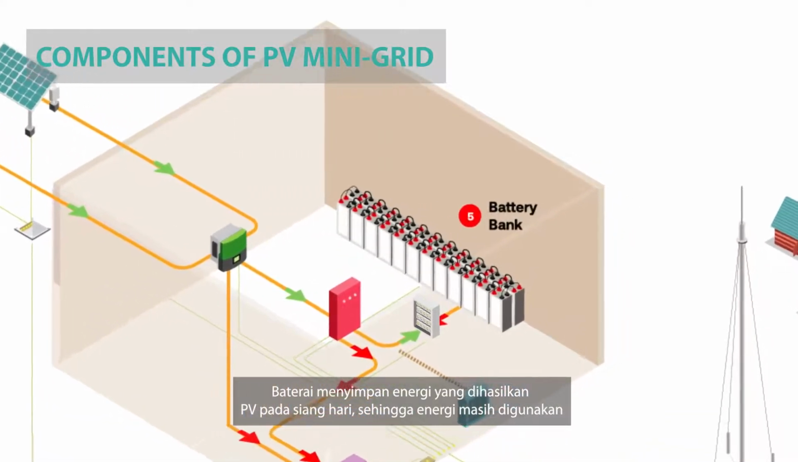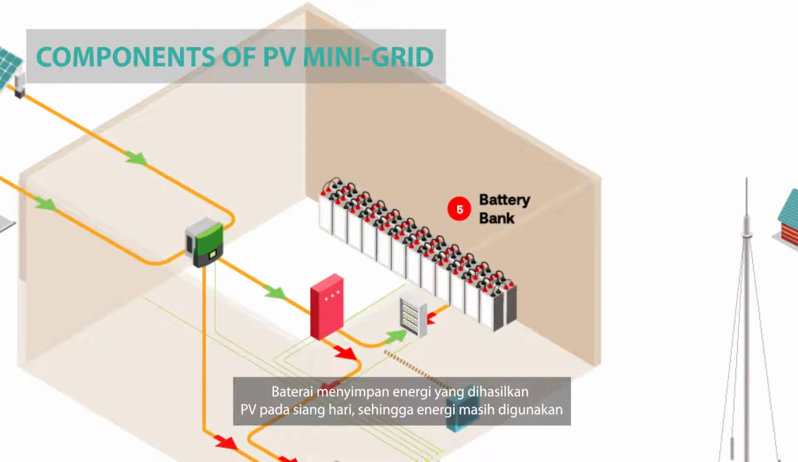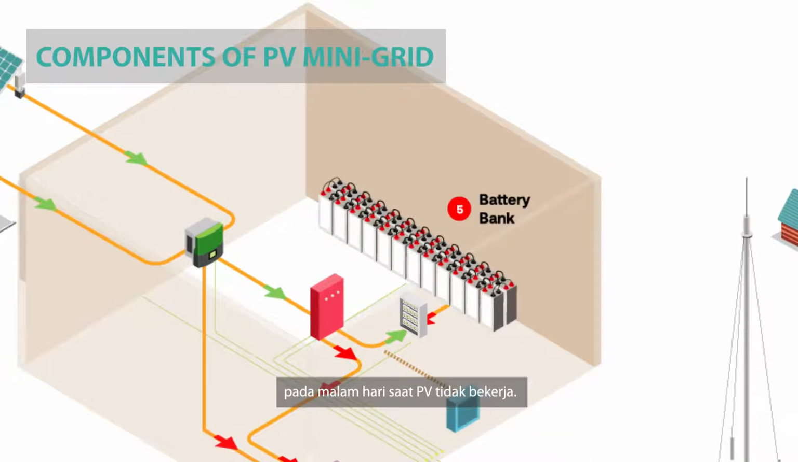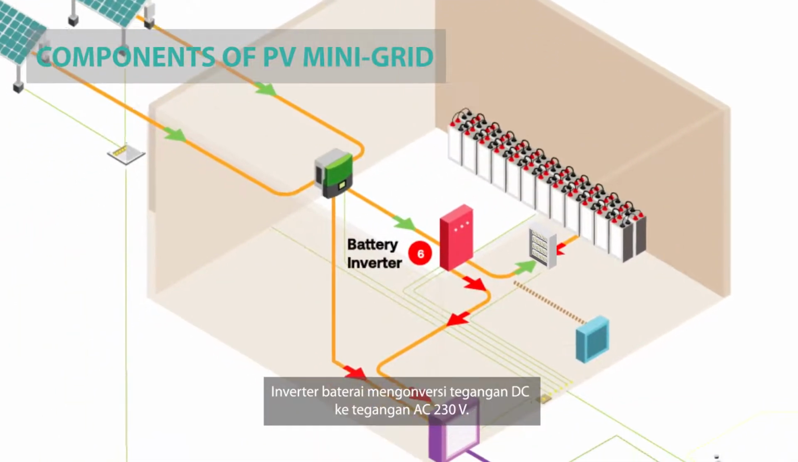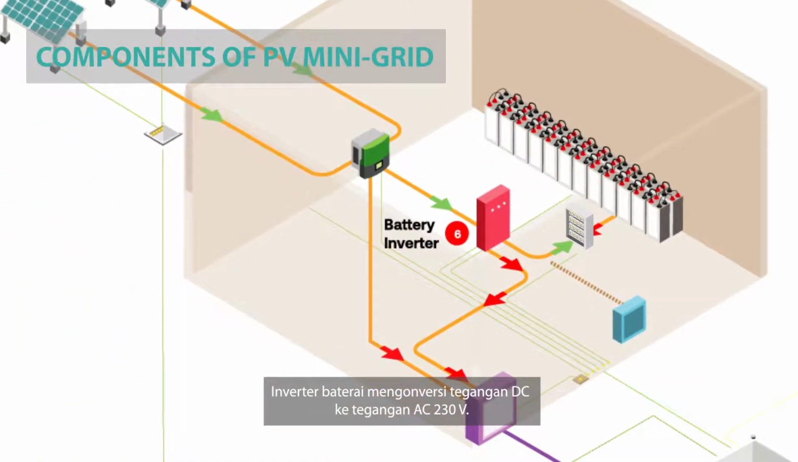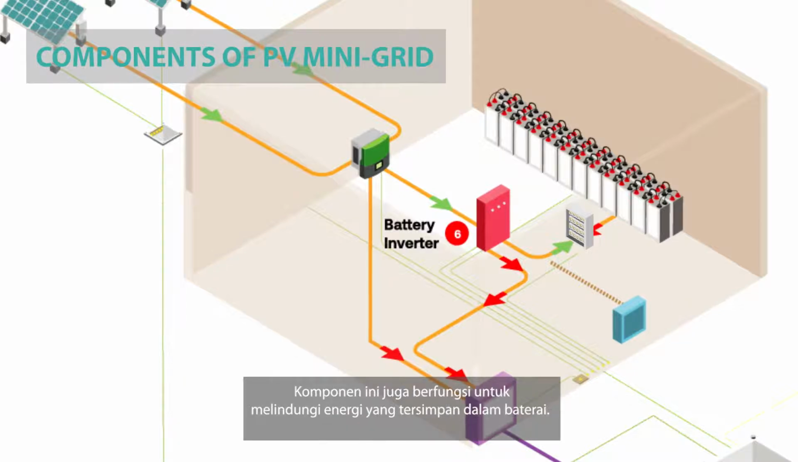Battery bank stores energy generated by PV during the day, so energy can still be used for times when PV modules cannot generate it, such as during the night. Battery inverter converts DC bank battery voltage level into 230 volts AC. It is also used to protect the stored energy in the battery.